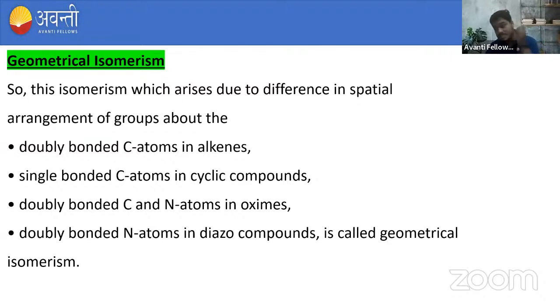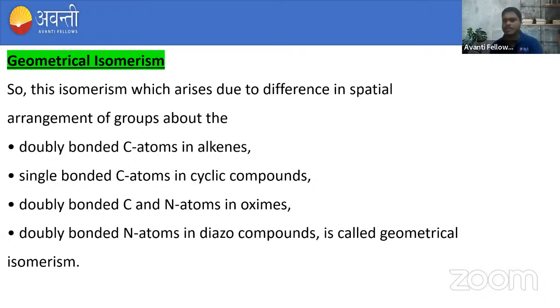Now in stereoisomerism, we have two types of isomerism that we are going to cover in today's class. One is geometrical and the other is optical isomerism. So let's see what is geometrical isomerism, what are the conditions for geometrical isomerism and all this. Okay, let's go. This isomerism arises due to the difference in the spatial arrangement of groups about the doubly bonded carbon atom in case of alkene.